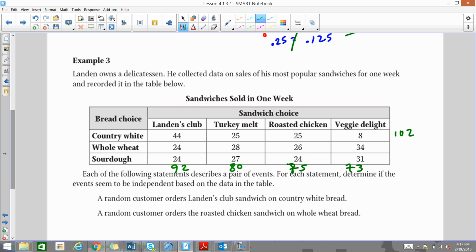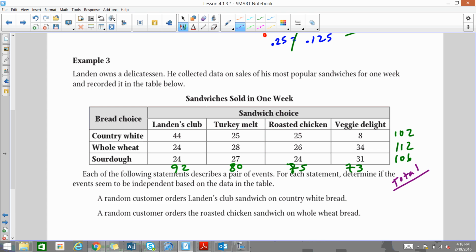Add up your whole wheat. 24 plus 28 plus 26 plus 34 is 112. And then add up your sourdough. 24 plus 27 plus 24 plus 31 equals 106. Now, the last thing I always do is I get a grand total. So a grand total of people or items purchased.